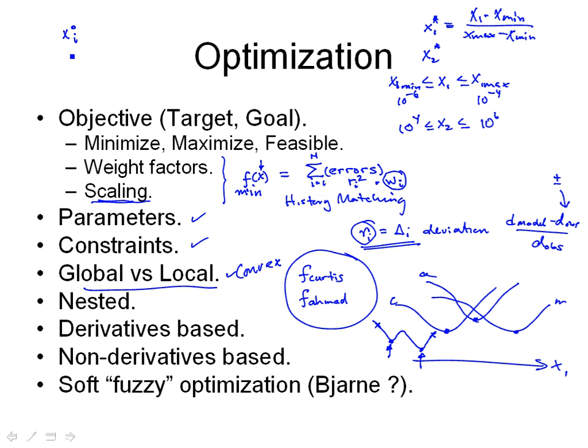Genetic algorithms, and you basically are looking over a larger piece of the real estate, right, for that minimum.